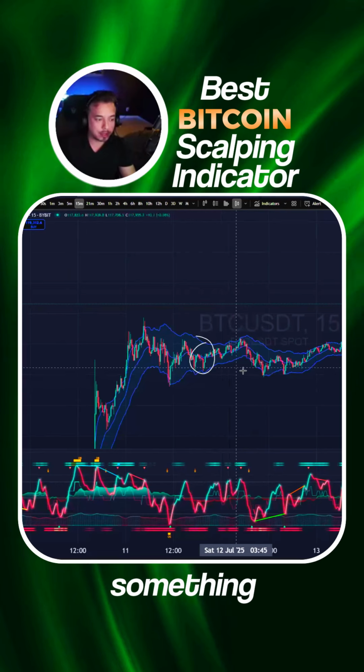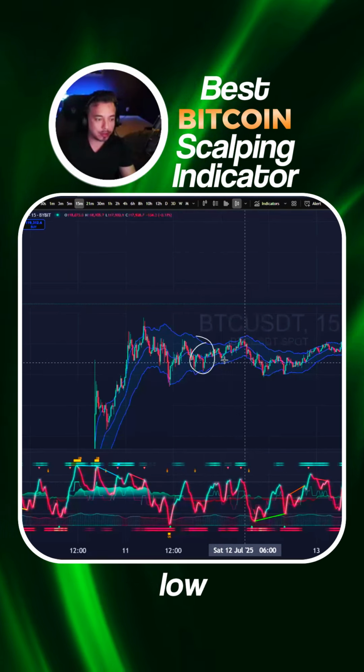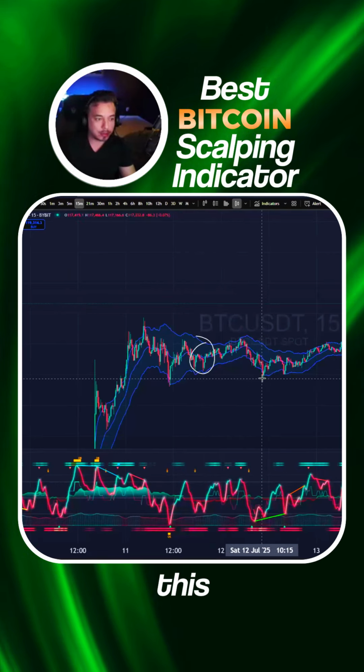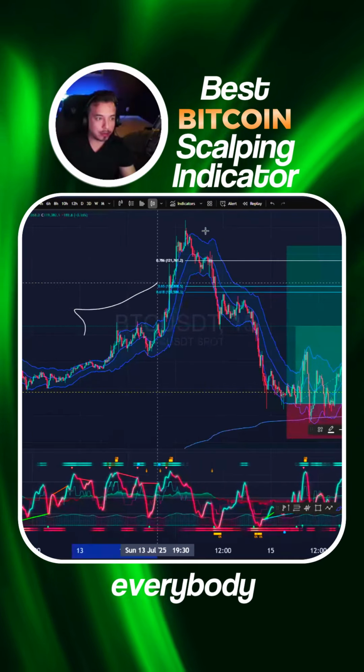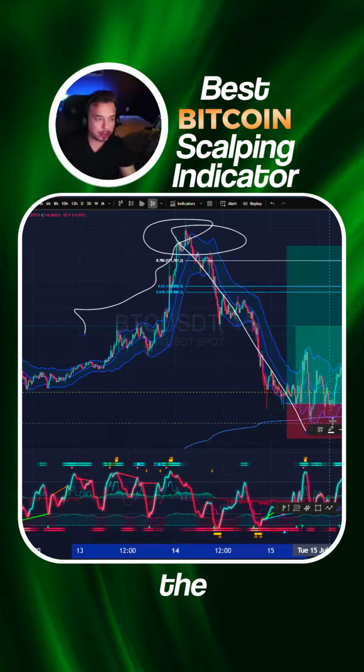So, and that's something I can train you guys to, is the weekend lows. So Saturday, right? This was the weekend low here. And what did they do? They raised it to the top, got everybody bullish, and then took out the weekend lows.